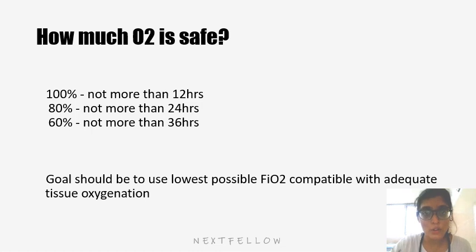So how much O2 is safe? 100% not more than 12 hours, 80% not more than 24 hours, and 60% not more than 36 hours. The goal should be to use the lowest possible FiO2 compatible with adequate tissue oxygenation.